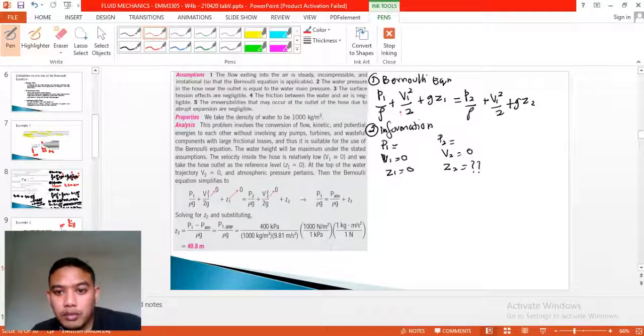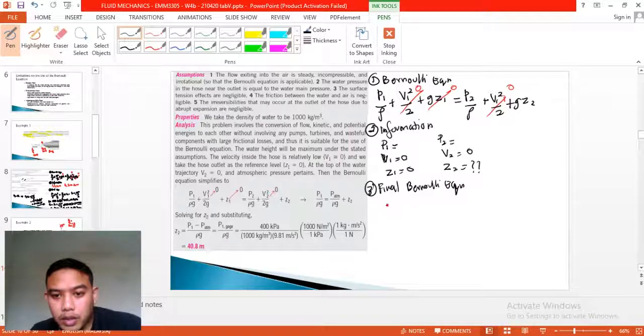So from here, the third step is you can cancel terms. We know that V1 is 0, so this one can be cancelled. Z1 is 0, this one can be cancelled. Then for P2, V2 is 0, this one can be cancelled. So the next is the final Bernoulli equation, which has the remaining terms: P1 divided by rho is equal to P2 divided by rho plus GZ2.